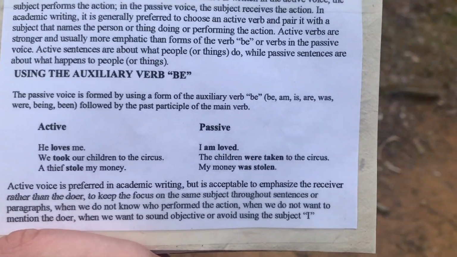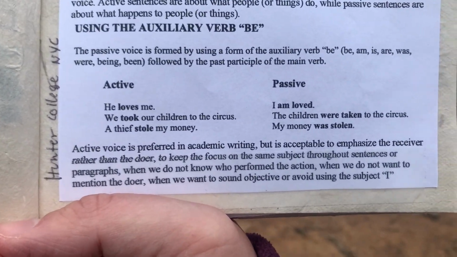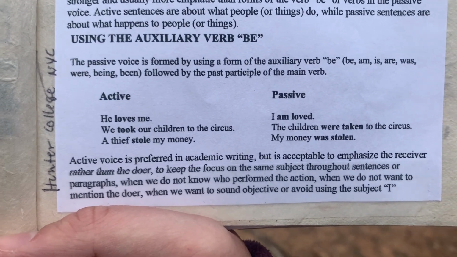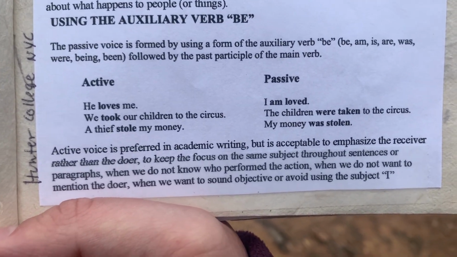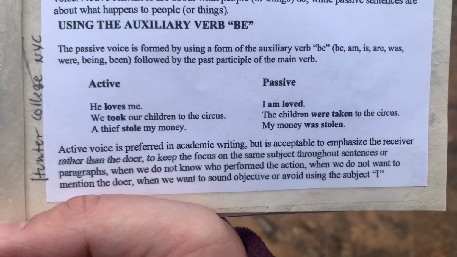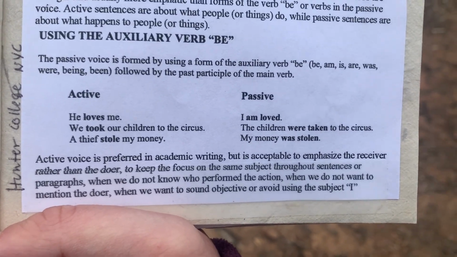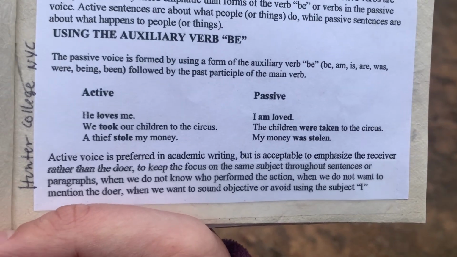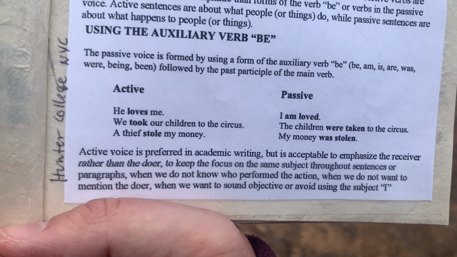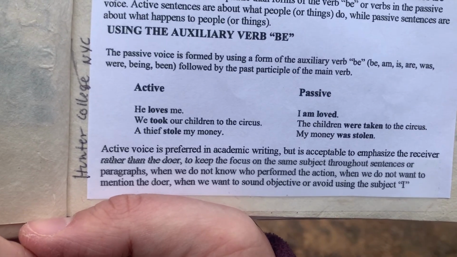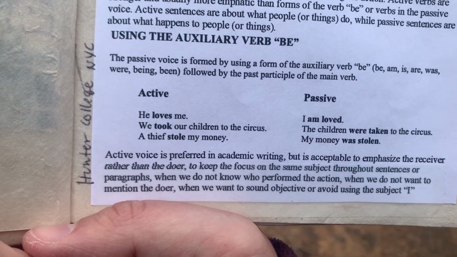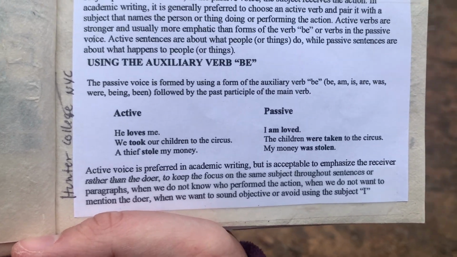So then another example would be "we took our children to the circus." A passive version of that sentence would be "the children were taken to the circus." Again, we get some information here. We are the ones who took my kids to the circus. And then lastly, we have an active and passive example of this sentence: "a thief stole my money," or "my money was stolen."